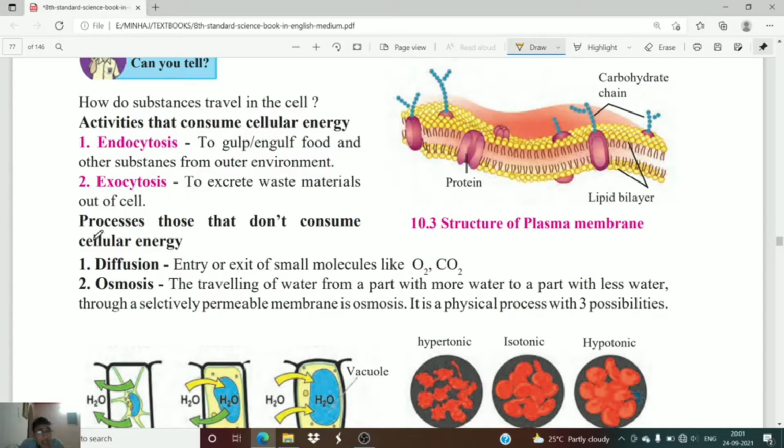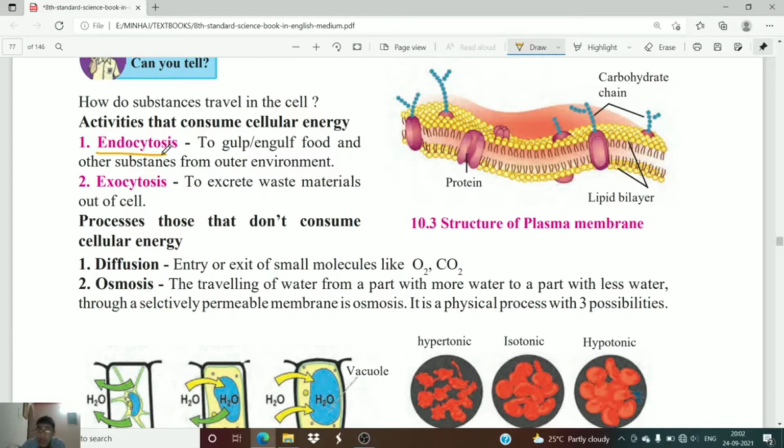So, what activities is the cell performing? Two activities are enlisted. One is endocytosis and second is exocytosis. So let us see what is endocytosis. Endocytosis is nothing but when the cell gulps or engulfs food and other substances from the outer environment. So it is the process where the cell takes or consumes the food, or other important molecules from the blood. That process is nothing but endocytosis.